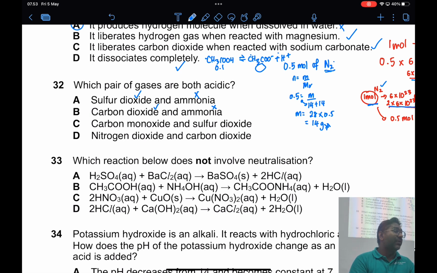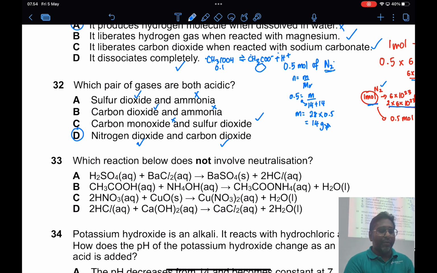Neutral. There are two neutral gases in your textbook: methane, CH4, and carbon monoxide. Sulfur dioxide is acidic. Nitrogen dioxide is acidic. How do I know nitrogen dioxide is acidic? Because of acid rain, or because it's a non-metal oxide. Non-metal oxides are going to be acidic. So nitrogen dioxide and carbon dioxide are both acidic.